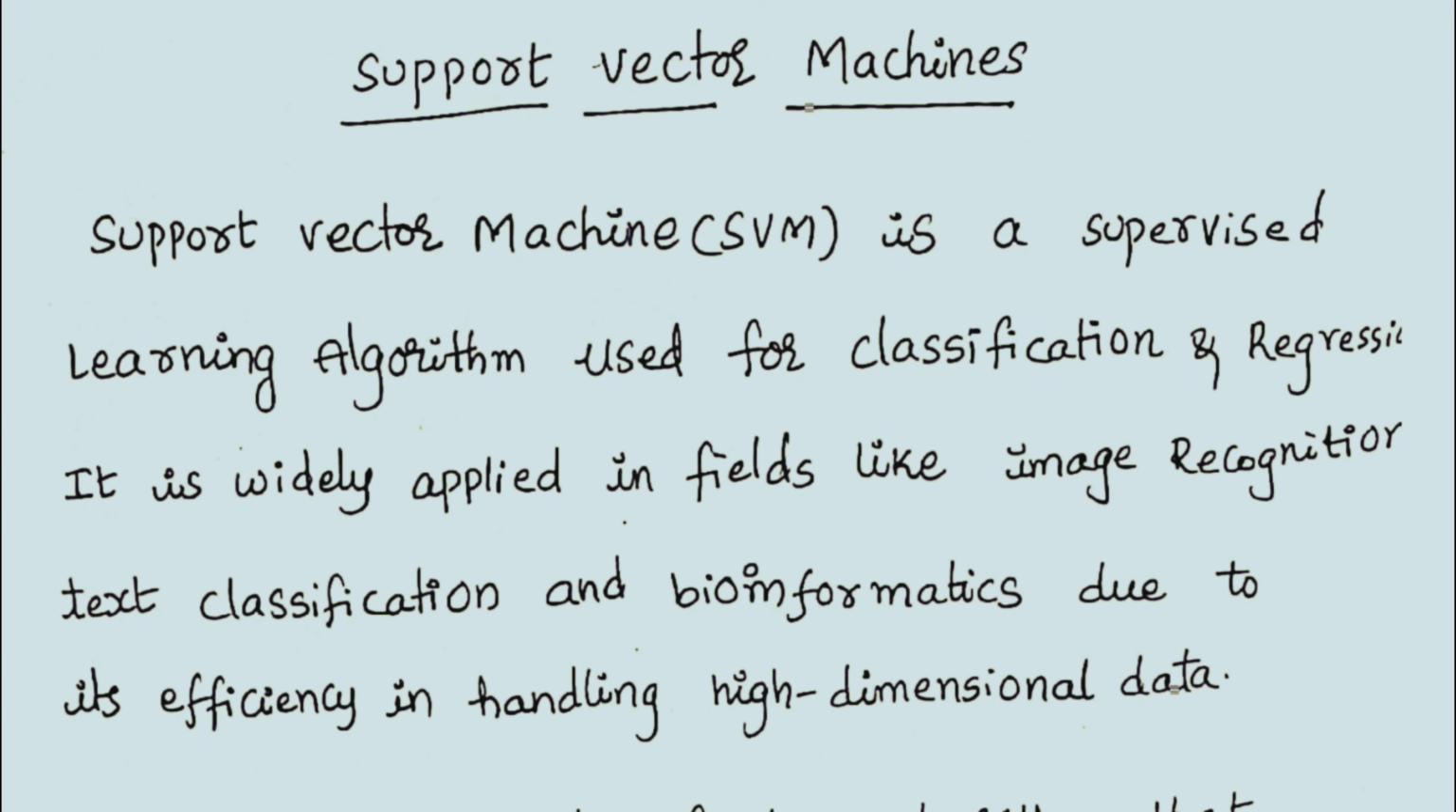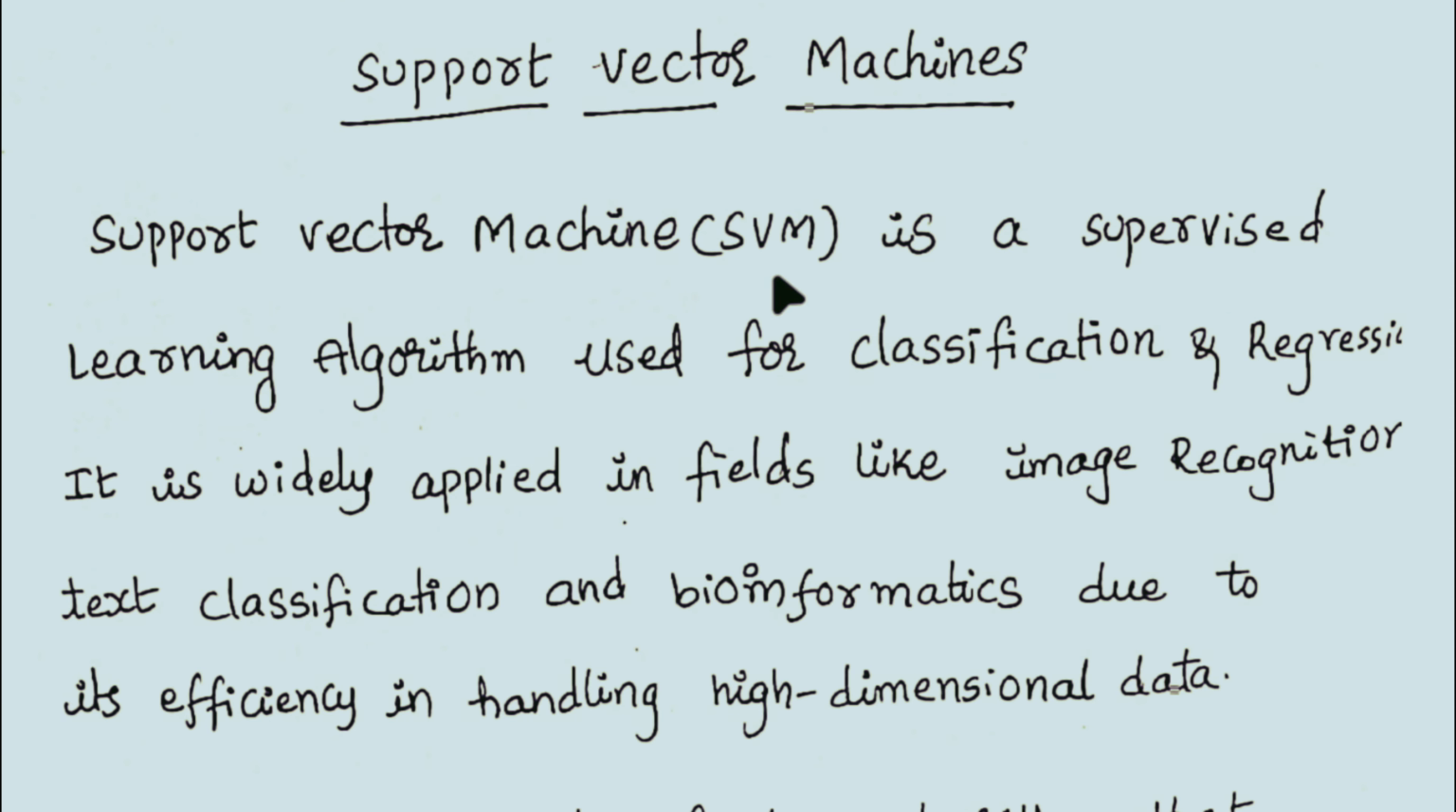In this video, I will explain support vector machines. This concept belongs to the machine learning subject. First we'll see the definition. Support vector machine is a supervised learning algorithm used for classification and regression. Everyone remember, SVM is called a supervised learning algorithm.